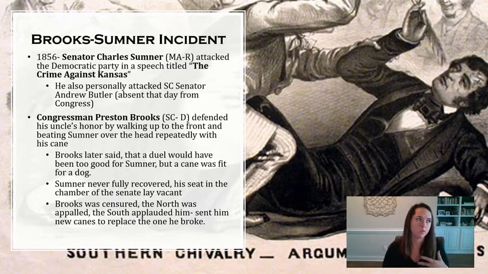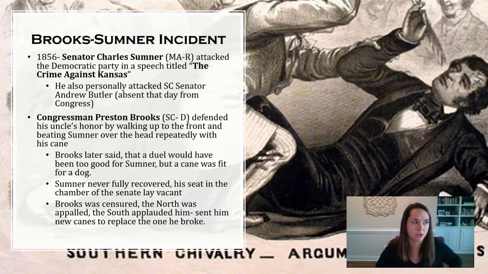And canes weren't just for people who needed them, though some did use them for that. It was kind of a status thing, depending on how nice it was. Anyways, he took his cane, which had silver and was weighted and heavy, and he beats Sumner over the head so many times that people had to pull him off.